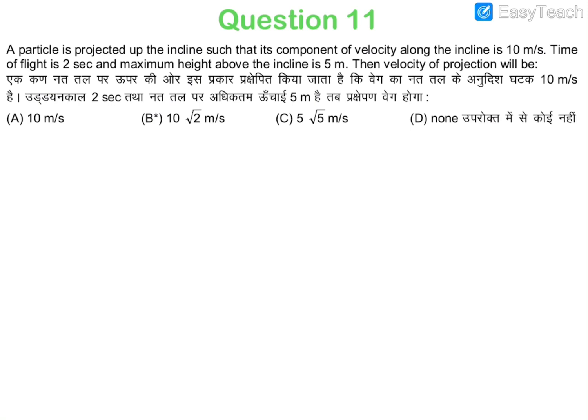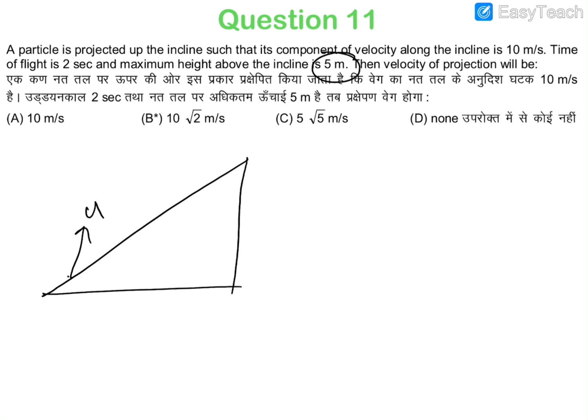The maximum height above the inclined plane is also given as 5. So the velocity of projection. So simple is the case in this question. We know that it is projected with some velocity u, and this is uy and this is ux. Okay, and this angle is, let's suppose, alpha.